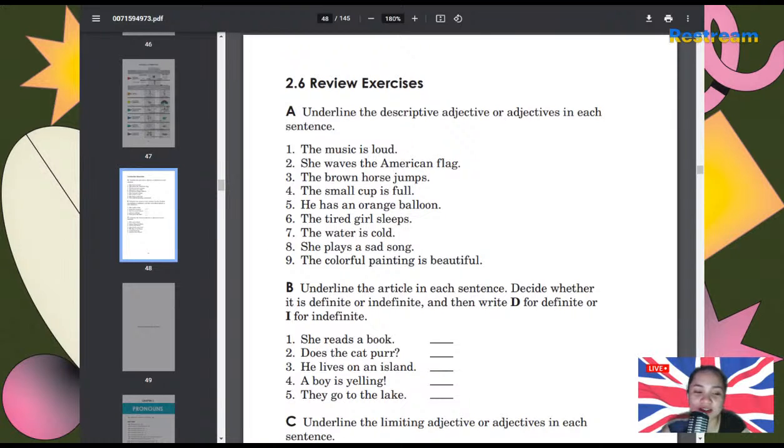Okay, next one. The tired girl sleeps. The tired girl sleeps. Which one here is the subject? The subject here is girl, or let's say the tired girl. The adjective here is sleeps. Okay, so number seven, the water is cold. The water is cold. Which one here is the subject?